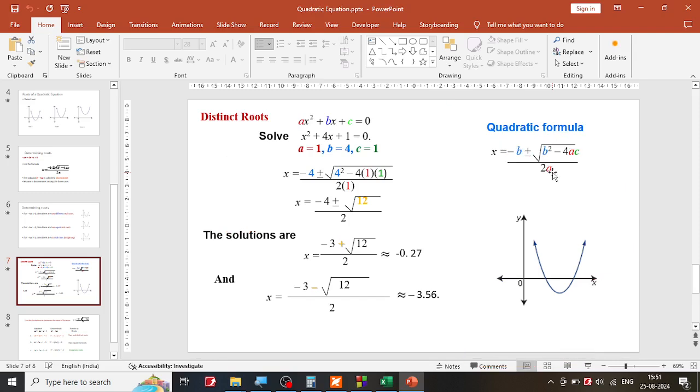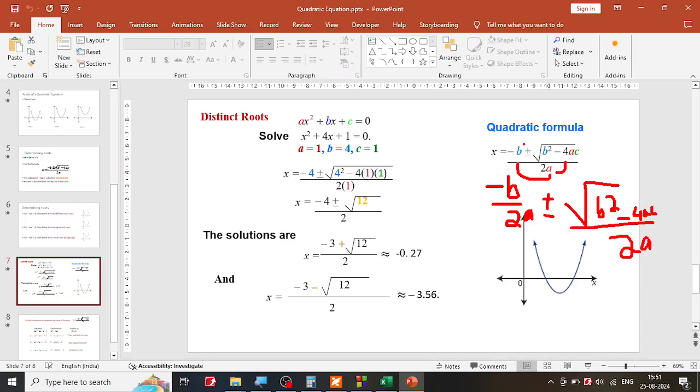Okay, how did I write this one? If you are wondering, remember this can be written as minus b by 2a, plus or minus the square root of b squared minus 4ac, this term as it is, divided by 2a. So what did I do? I split this part from this part, and in between I put plus or minus. This part is the real part. This part is the imaginary part. I hope you get that.